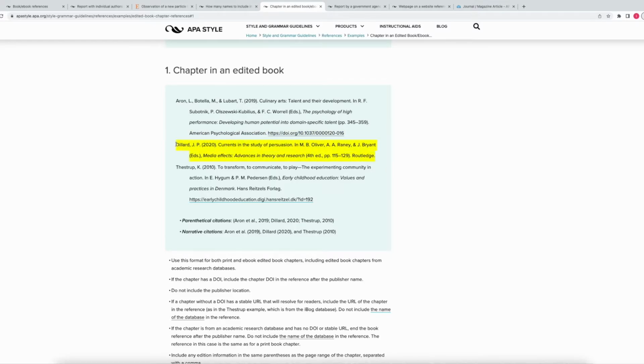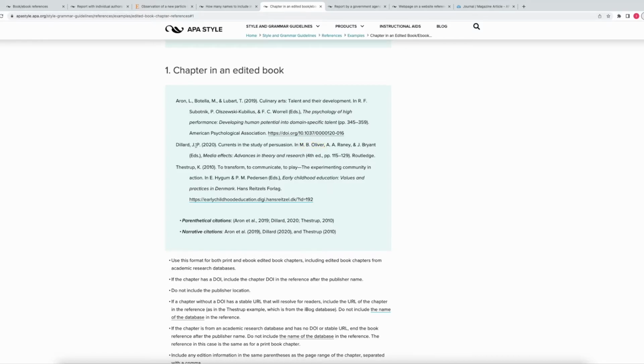In this case, we have an author, Dillard J.P., who wrote the chapter Currents in the Study of Persuasion. However, this isn't a standalone piece. It appears in the book Media Effects, Advances in Theory and Research, and the editors of this whole book are M.B. Oliver, A.A. Rainey, and J. Bryant, and then that's tagged with the EDS. So note here that they've switched up the initials on you.